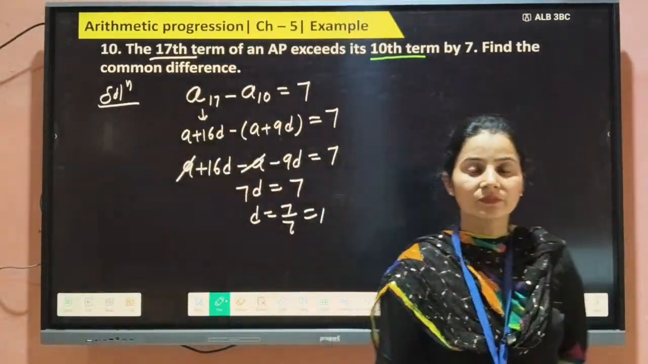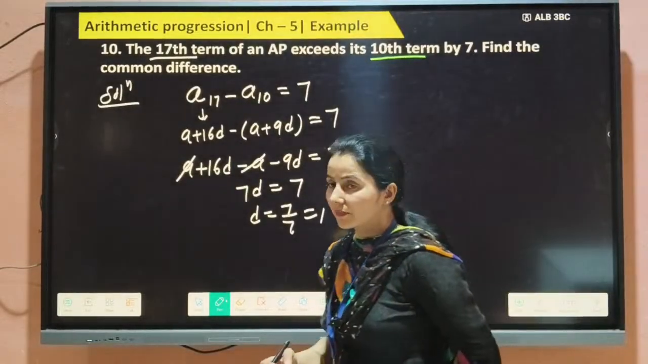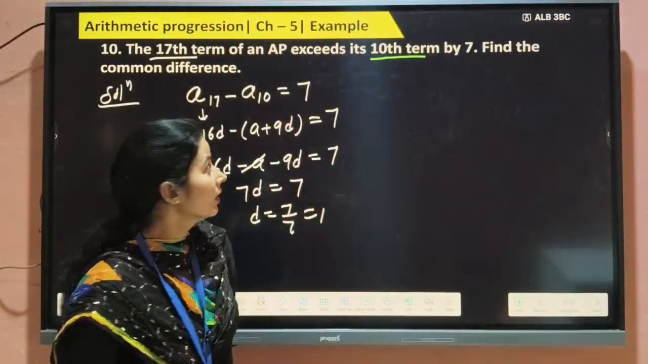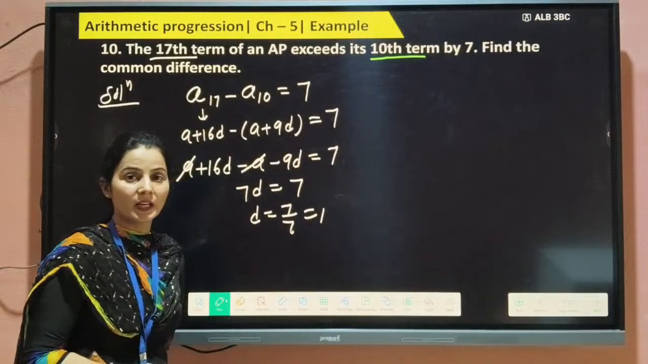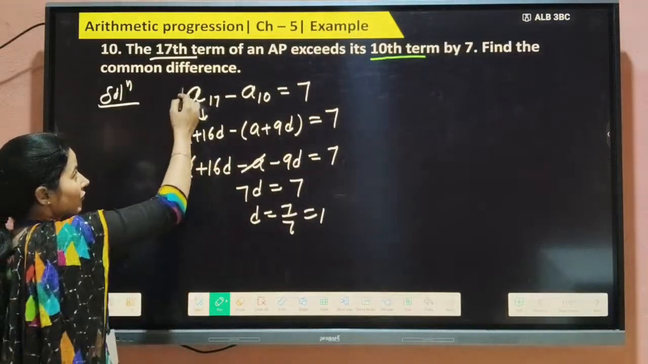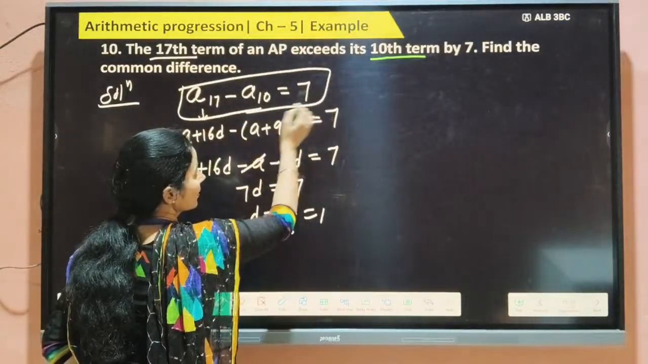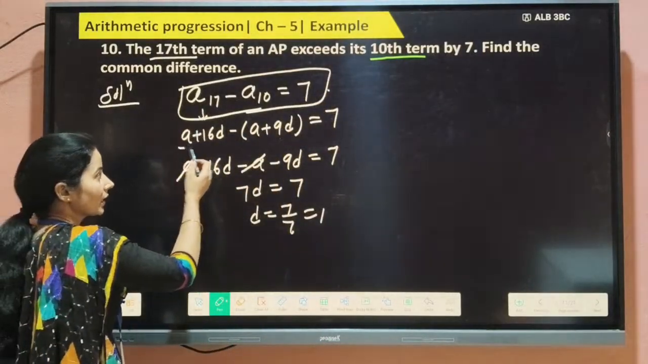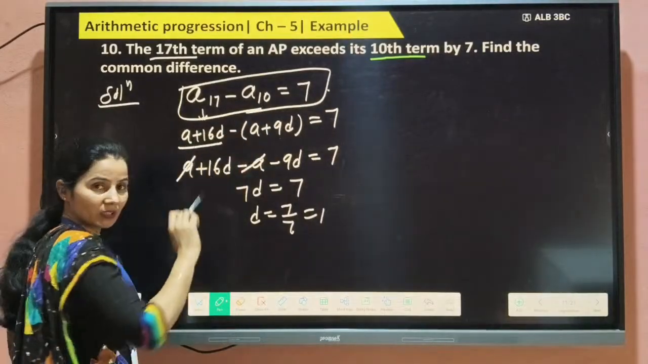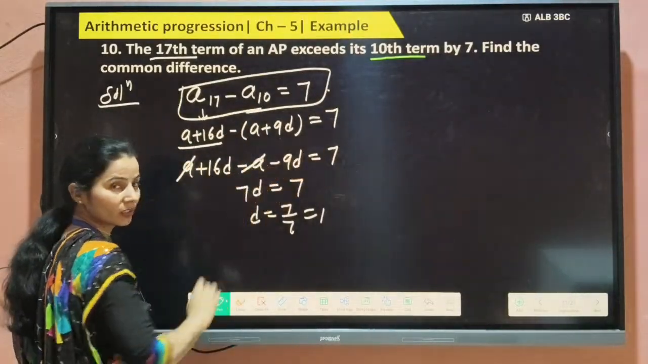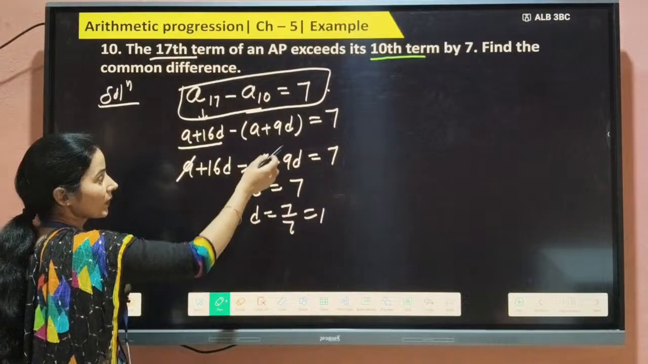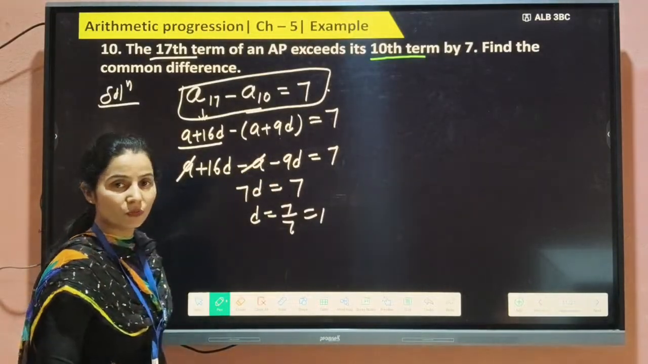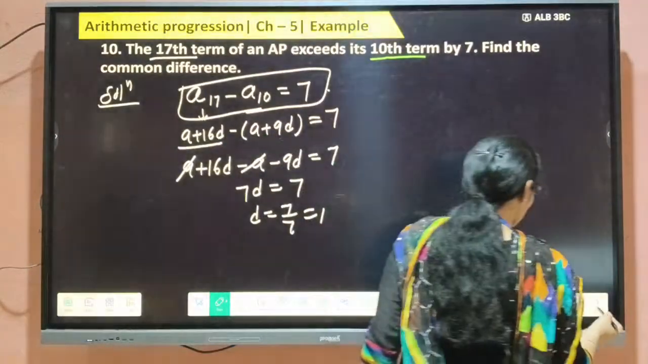What was the question? In an AP, the 17th term exceeds its 10th term by 7. The difference of the 17th and 10th term is 7, and we need to find the common difference. So A17 is a plus 16d, A10 is a plus 9d, and this difference is 7. Opening the bracket, we get d equals 1. Question number 10 is also completed.